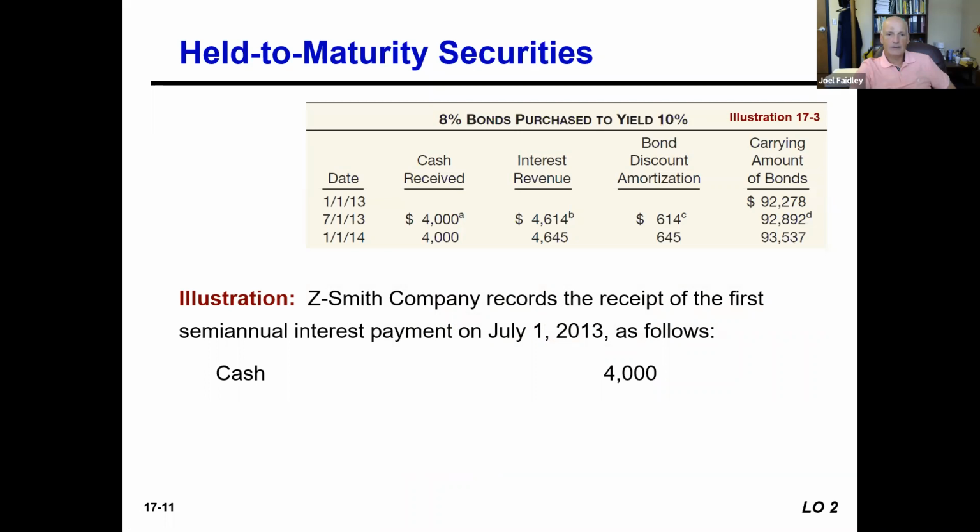All right, what's the journal entry look like? There's my first interest revenue receipt, $4,000 going into my bank account. There's the amortization of that $92,278. Again, $614 is being added to $92,278. It's going up. Eventually, it's going to be $100,000. There's my interest revenue.